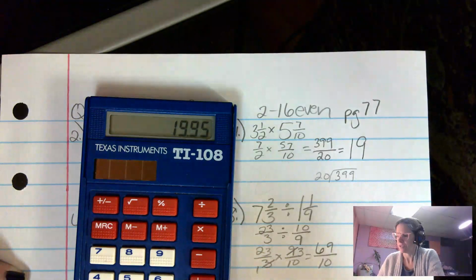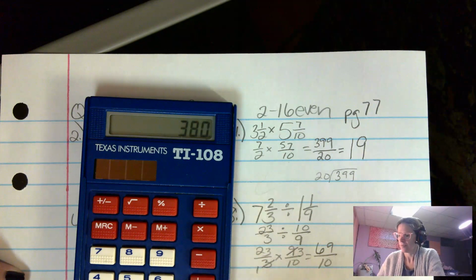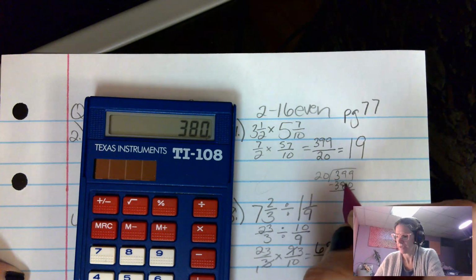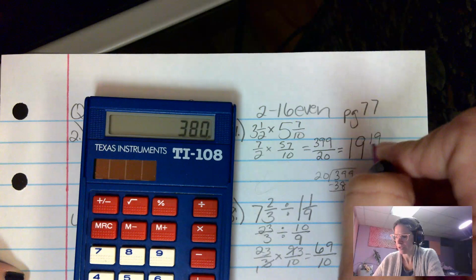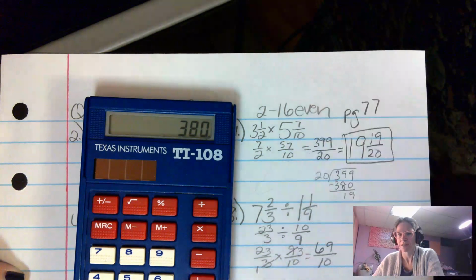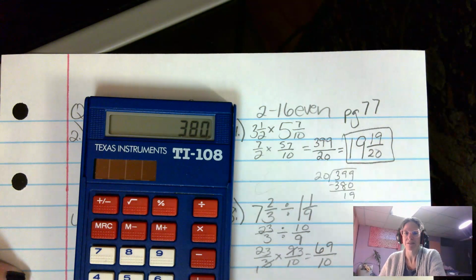And if I do 19 times 20, my answer is 380. Subtract that, I get 19. 19 is my new numerator. 20 stays my denominator. So my answer is 19 and 19/20. That's my answer for number 4.